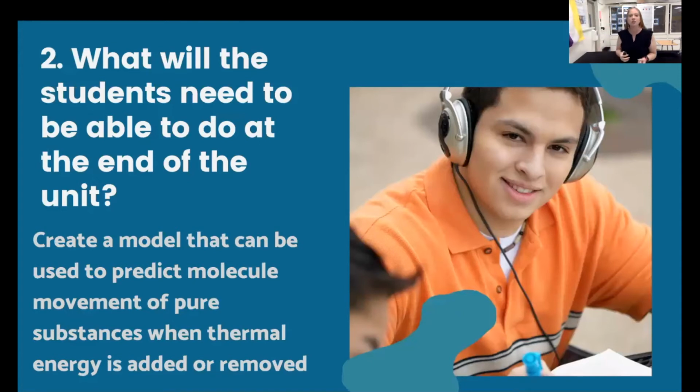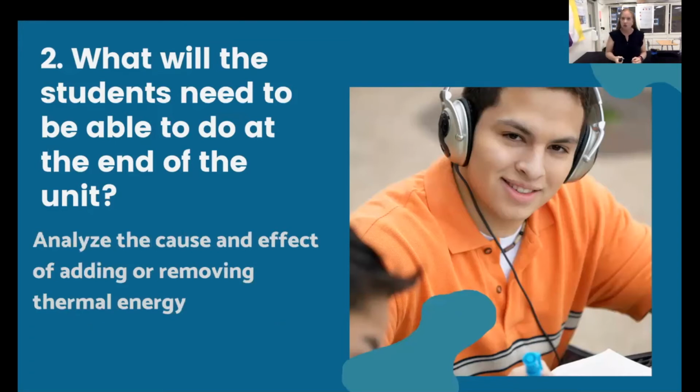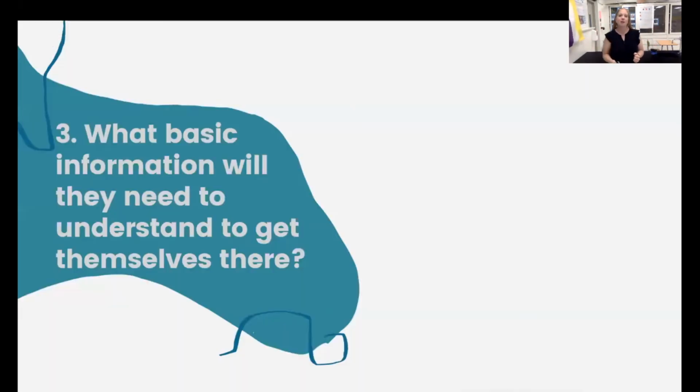Well, at the end of this unit, they should be able to create a model that can be used to predict molecule movement of pure substances when thermal energy is added or removed. But they also need to be able to analyze the cause and effect of adding and removing thermal energy. So we have the standard, right? We're using that to tell us, okay, what should the students be able to do by the end of this unit? And then finally, well, what is that basic information that they will need to understand to get themselves there?